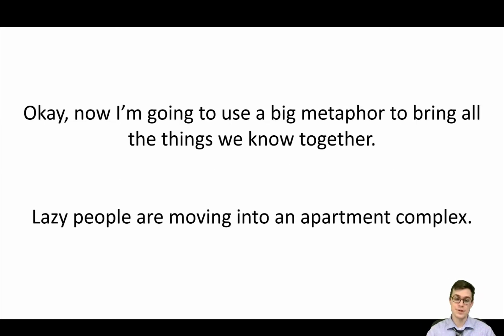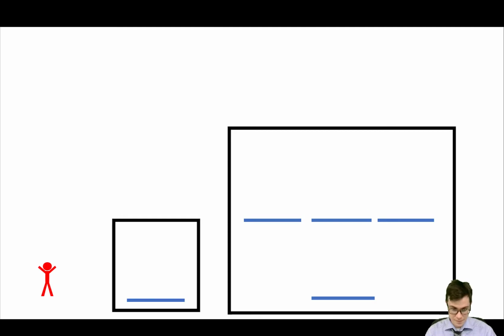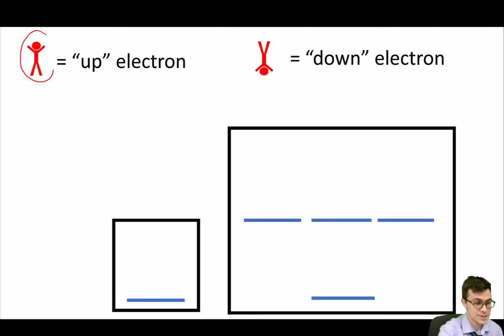I'm going to use a big metaphor to tie it all together, which is a bunch of lazy people moving into an apartment complex, okay? Once I use this big metaphor, I'm going to end this video. This person wants to move into an apartment complex. By the way, this is somebody who is an up electron and this is a down electron. If they're sharing a room, they have to be opposite sides. But don't worry about that if it's confusing.